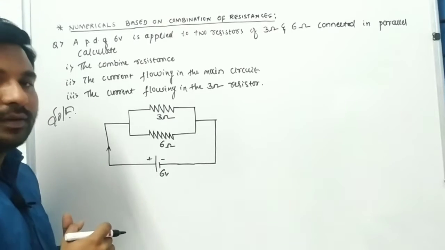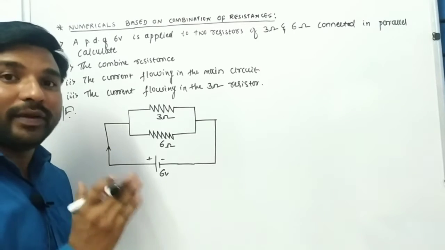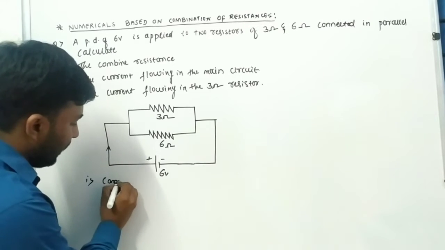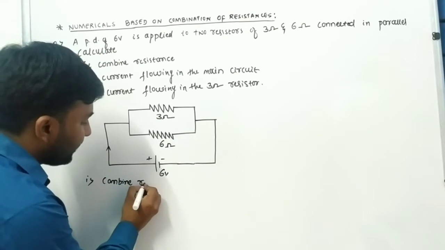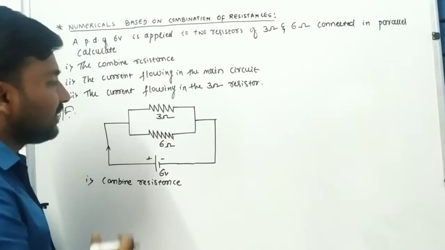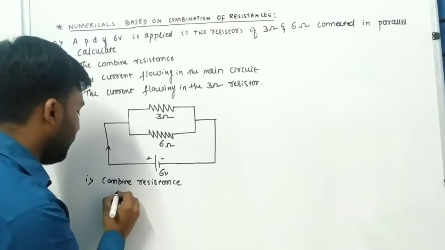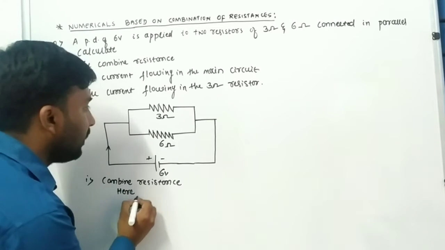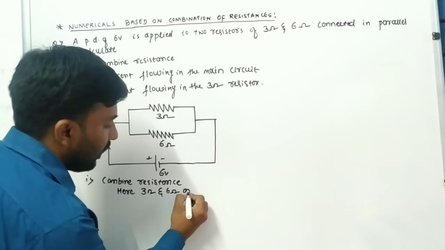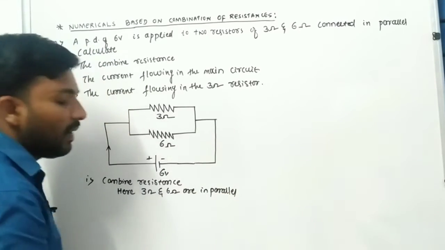Now from this, first we need to calculate the combined resistance. It means total resistance. First one, combined resistance. Look at the resistors. These two resistors are in parallel. Here 3 ohm and 6 ohm are in parallel combination.